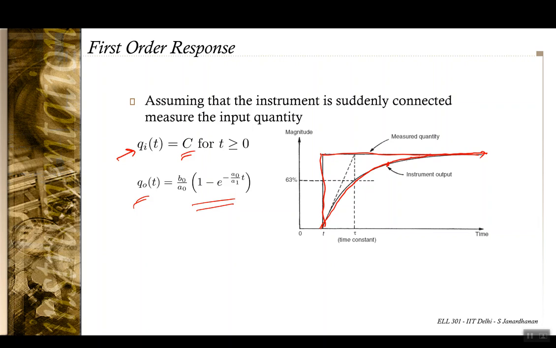Typically this response time is quantified by the time constant. Now what is the time constant? Time constant is the time taken for the reading to reach the actual value if the initial rate of change, the initial slope, is maintained. That is called the time constant. And usually a first order instrument is characterized by its time constant. The greater the time constant, the more sluggish the instrument.